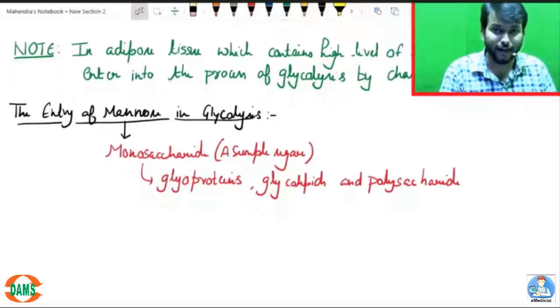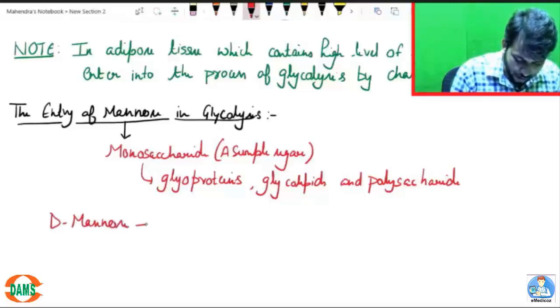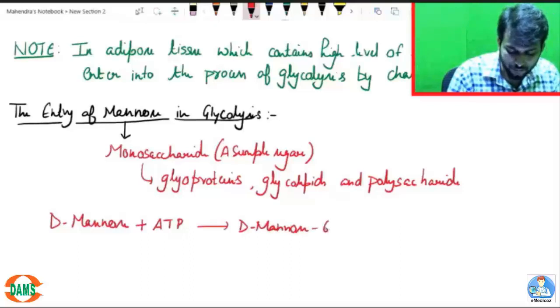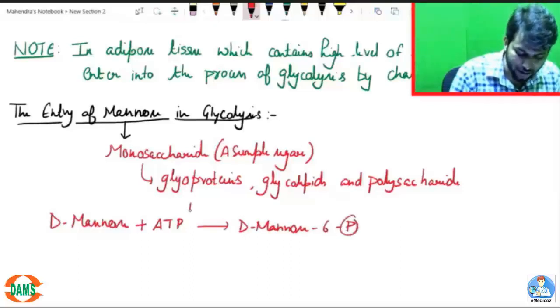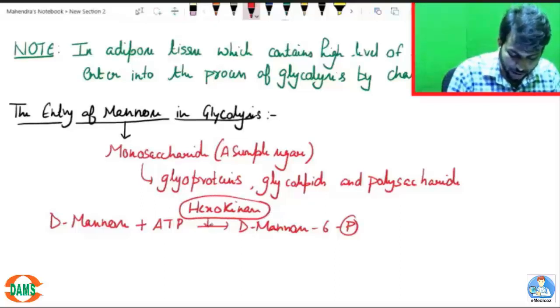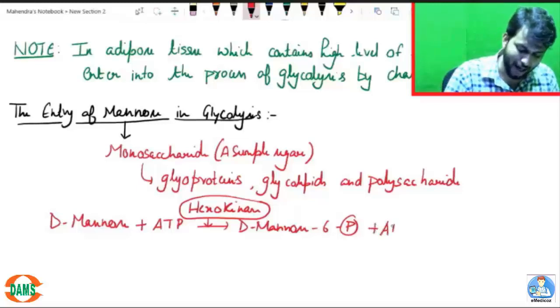How does mannose get entered into the process? Mannose, with the help of ATP, gets converted into D-mannose 6-phosphate. As we have discussed in the process of glycolysis about hexokinase, hexokinase is the enzyme which converts certain hexose sugars. So hexokinase here can also phosphorylate D-mannose to D-mannose 6-phosphate, with ATP plus H ion.